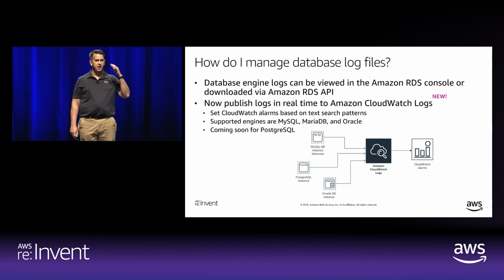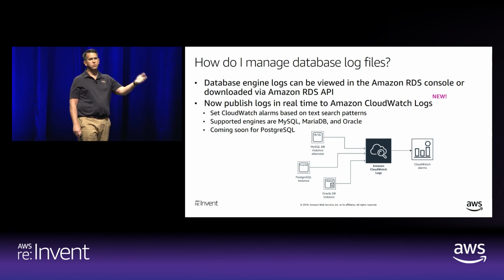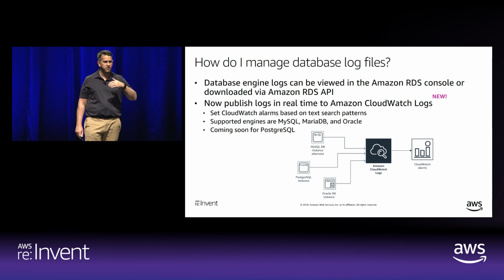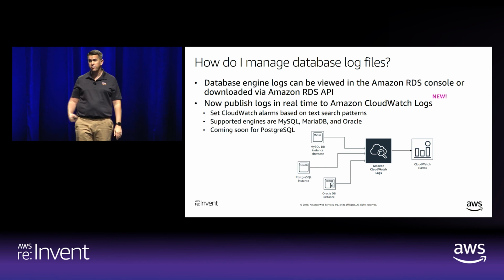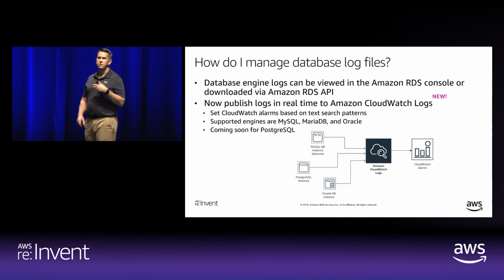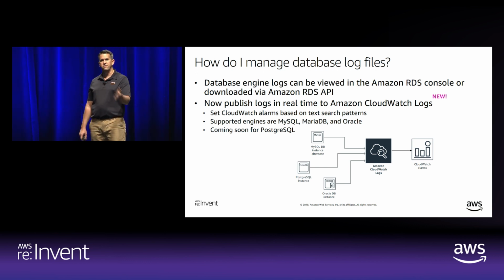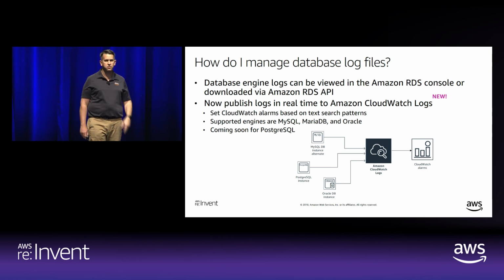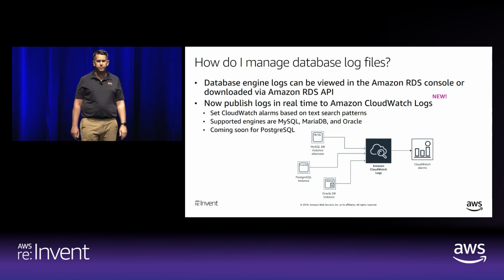So instead of having to download the logs and call the API, you can just say, hey, I want to publish it to CloudWatch logs, and then every single log entry goes up immediately to CloudWatch logs. Now, the great thing about CloudWatch logs is you can set alarms in logs based on patterns. So you can look for certain patterns that you know are problematic in the log and trigger an alarm.